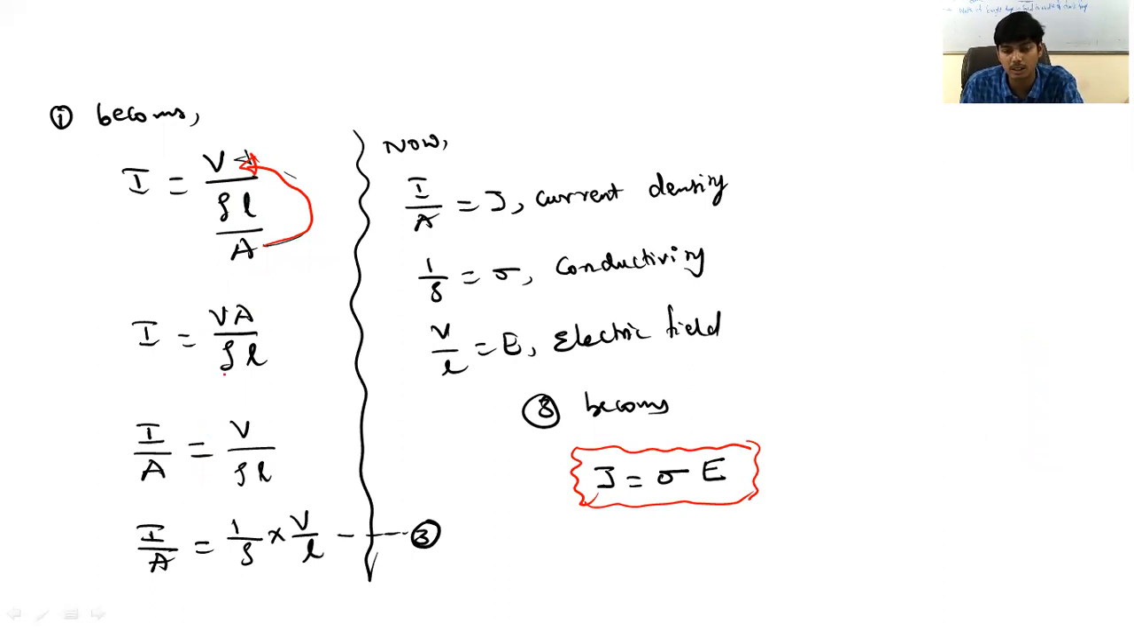I know the reason behind it: I want to get J. J is current density, defined as the amount of current flowing per unit area normally. So I by A is equal to V by rho L. I'll split this V by rho L as 1 by rho into V by L for our convenience. I by A is nothing but J. If I split, I'll be able to identify what is what. 1 by rho, the reciprocal of resistivity, is nothing but sigma, conductivity. V by L is E, the electric field. So this is J is equal to sigma into E.